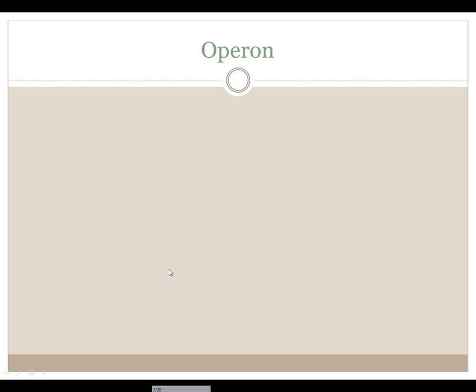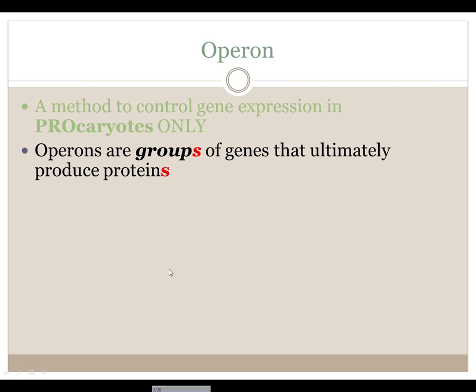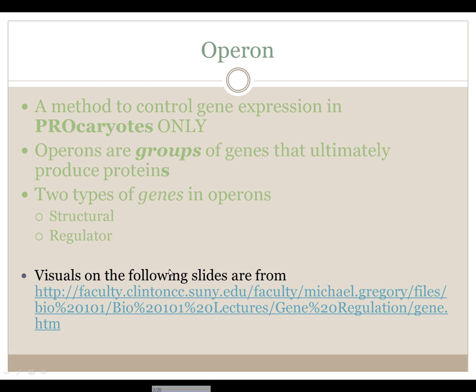Okay, so operons. What's an operon? An operon is a method to control gene expression, and this is in prokaryotes only. Big thing to know. Operons are groups of genes that ultimately produce proteins. Of course, genes produce proteins. But in operons there are two types of genes: structural genes and regulator genes. All these visuals that are coming up come from this website, which is SUNY.edu.